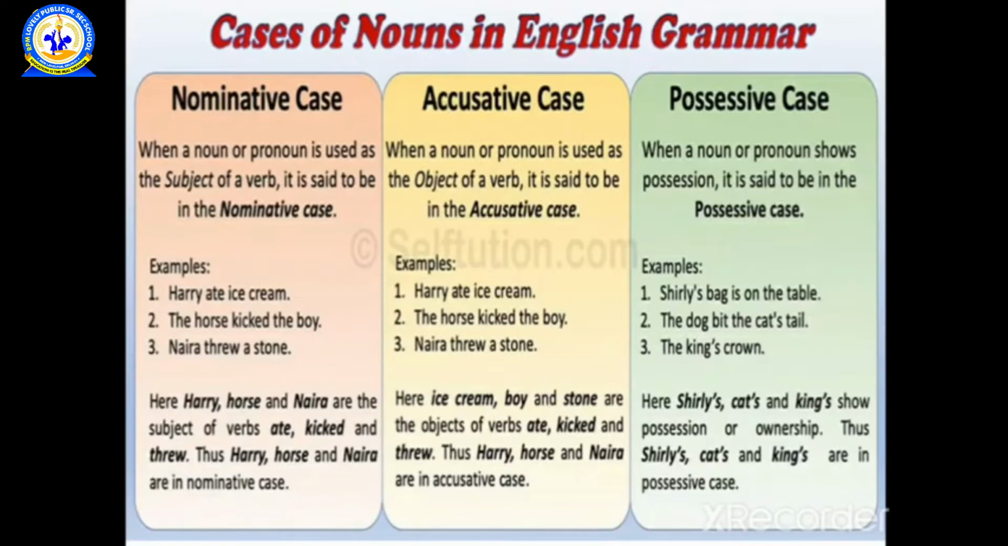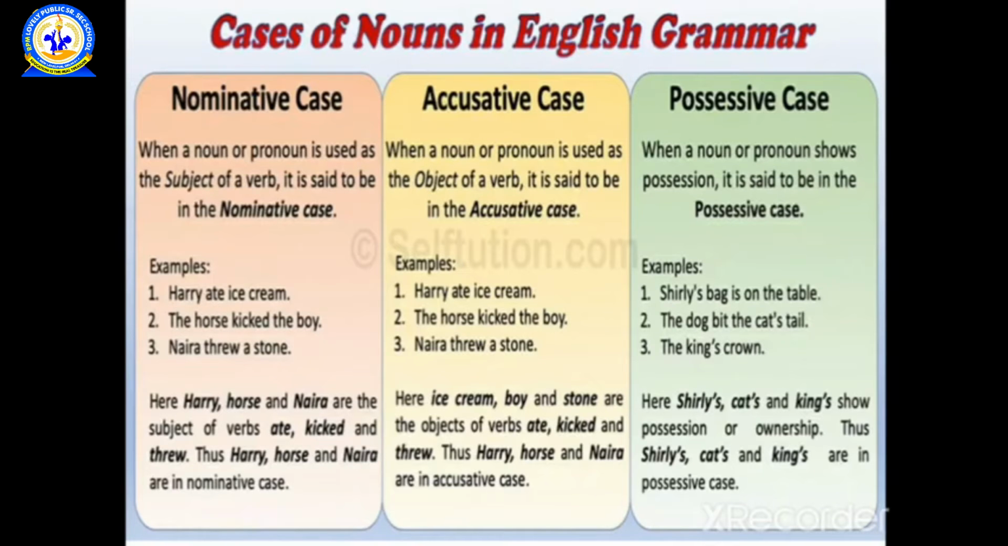Next is your accusative case or your objective case. When a noun or a pronoun is used as the object of a verb in a sentence, it is said to be in the accusative case. For example, Harry ate ice cream, the horse kicked the boy, Naira threw a stone. Here, ice cream, boy, and stone are the objects of verbs ate, kicked, and threw. Thus, ice cream, boy, and stone are in accusative case.